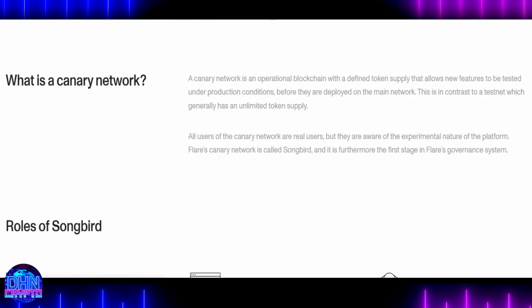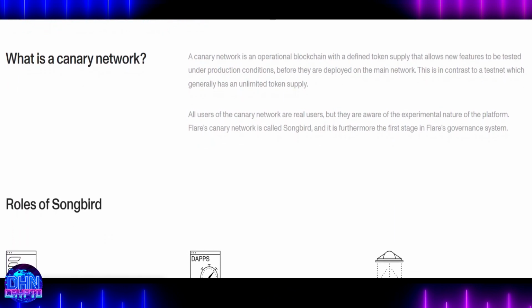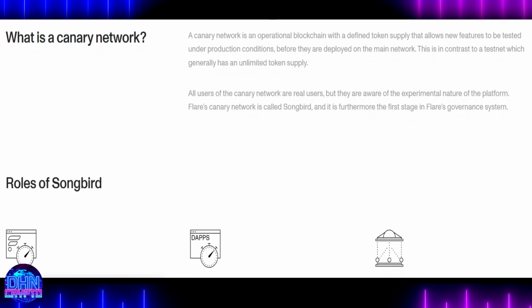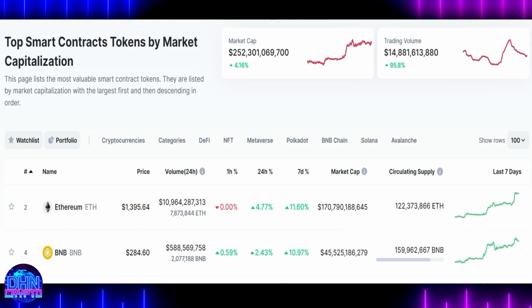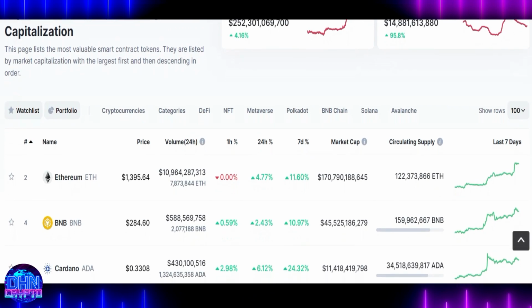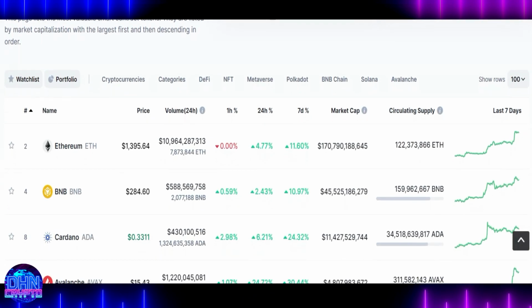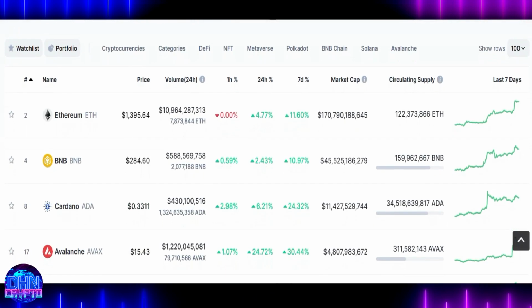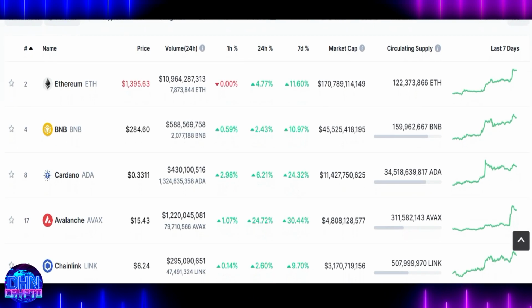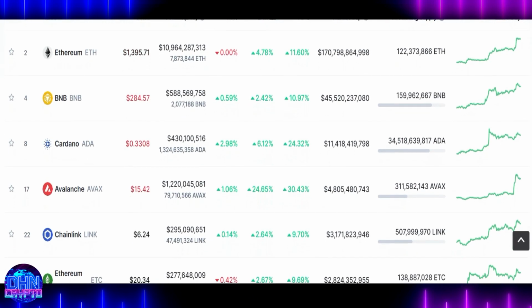What is important to take note of here, out of the 19,000 plus crypto projects, only 200 of them can provide smart contracts. This makes FLR Network such an exciting project to keep an eye on because they are trying to make smart contracts a standard blockchain feature.